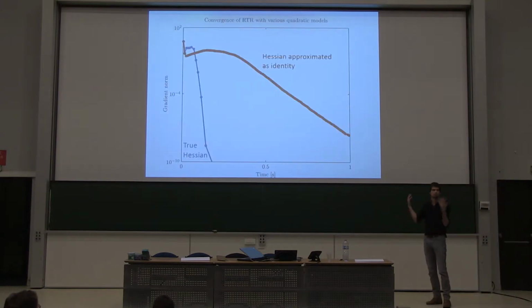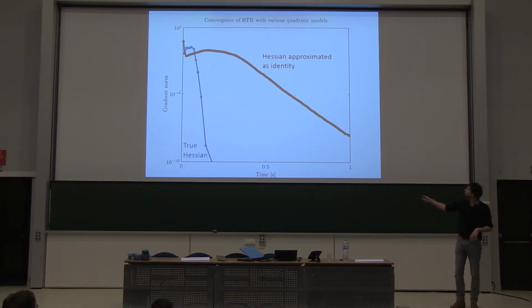So here, I just picked some random optimization problem on a manifold, ran trust regions on it, and in one case I used the true Hessian, which is the blue curve here, and in the other case I just approximated the Hessian with the identity. Okay? So a very poor approximation. And what we see here is the gradient norm on the log scale. So we see that in both cases, the trust region method converges to a critical point. Okay, it's like gradient is almost zero as time goes by. Only, of course, with the true Hessian, you do so much faster.